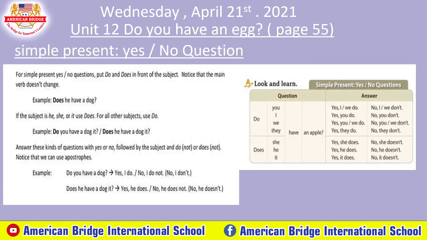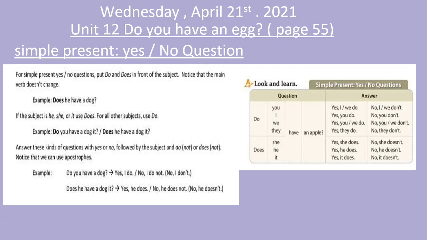And teacher will review again how to use the question form of simple present, where we focus on do and does, right? Okay, so now let's look at our explanation in here. For simple present yes and no questions, put do or does in front of the subject. Note that the main verb doesn't change. Example: Does he have a dog? If the subject is he, she, or it, we need to use does. For all the other subjects, we need to use do.